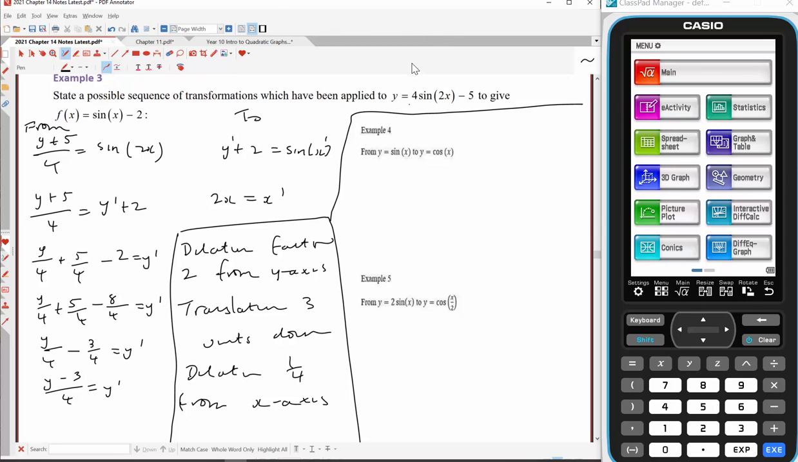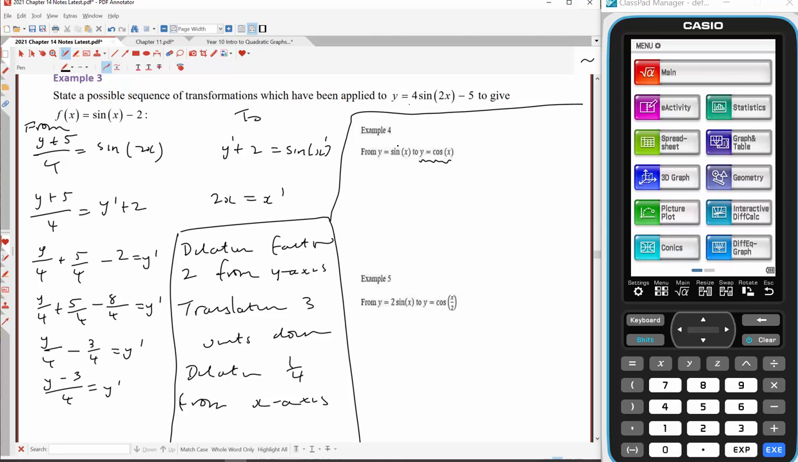These last two examples are late additions, and they're pretty tough. So what we're going to do in example 4 is go from y equals sine of x to y equals cosine of x. How, I hear you ask? Well, what we need to do is we actually need to turn this cosine graph into a sine graph. Now, how do I do that?